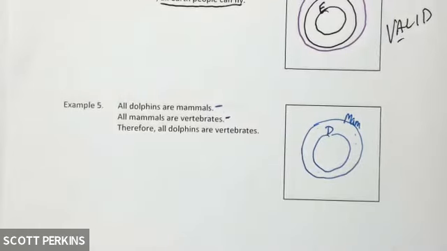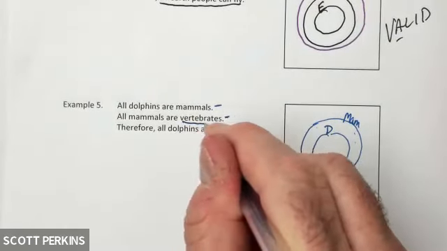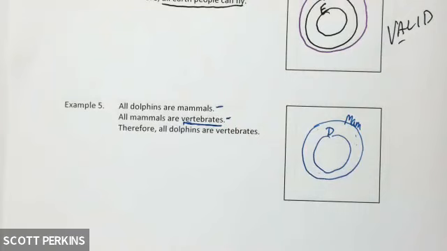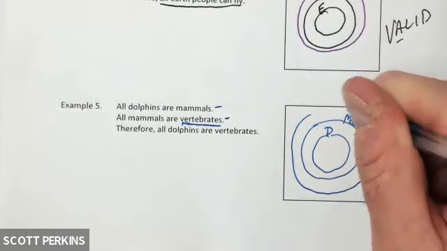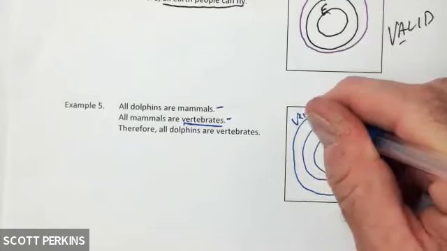All mammals are vertebrates. So my vertebrate circle, is it going to be bigger than the mammal circle or is it going to be smaller than the mammals circle? Okay, it's going to be bigger. Yep, because in that all statement, the mammals has to be the smaller one. So this is the vertebrates.